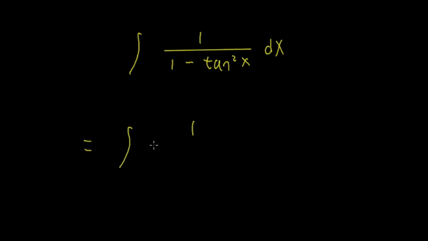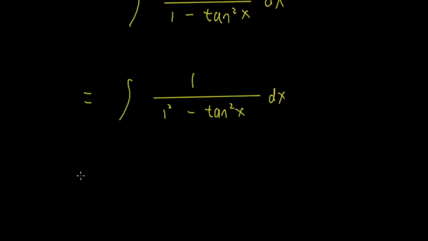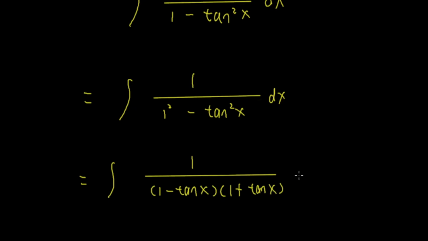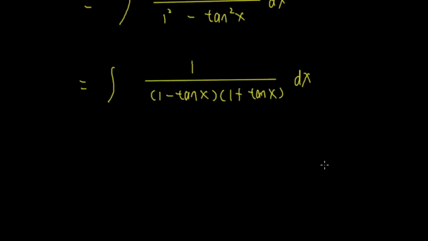Integral of 1 over 1 square minus tangent square x dx. Now, I can rewrite this as integral of 1 over 1 minus tan x times 1 plus tan x dx. Okay, now you see this form here. What do you think you can do? Maybe you can try using partial fraction decomposition.